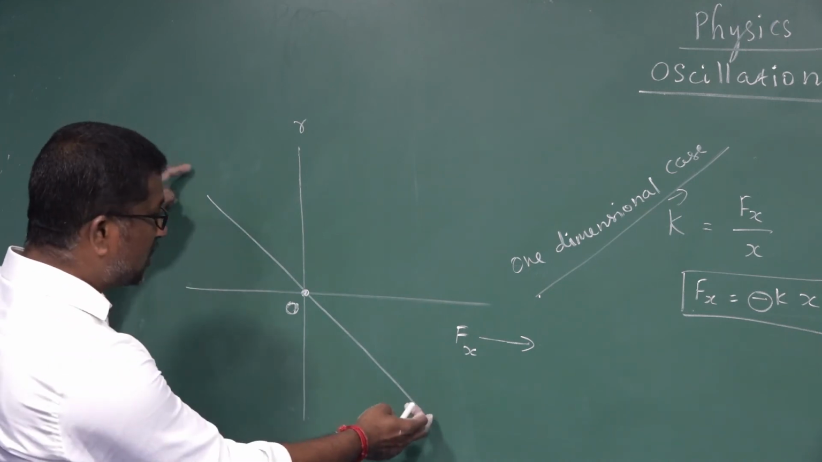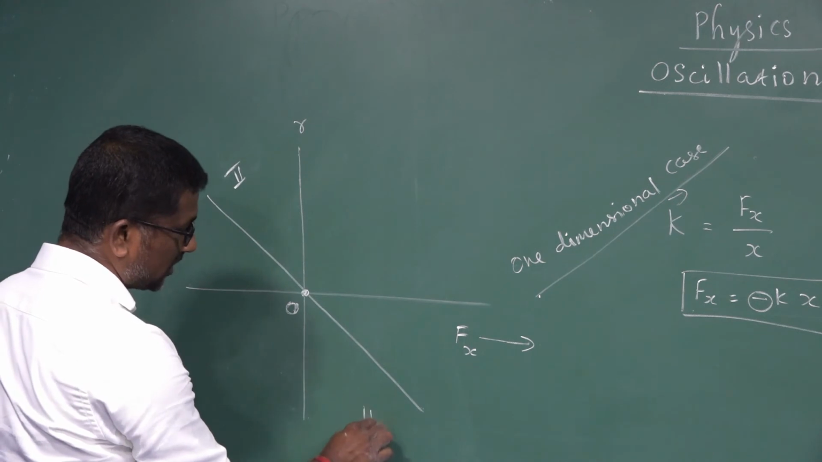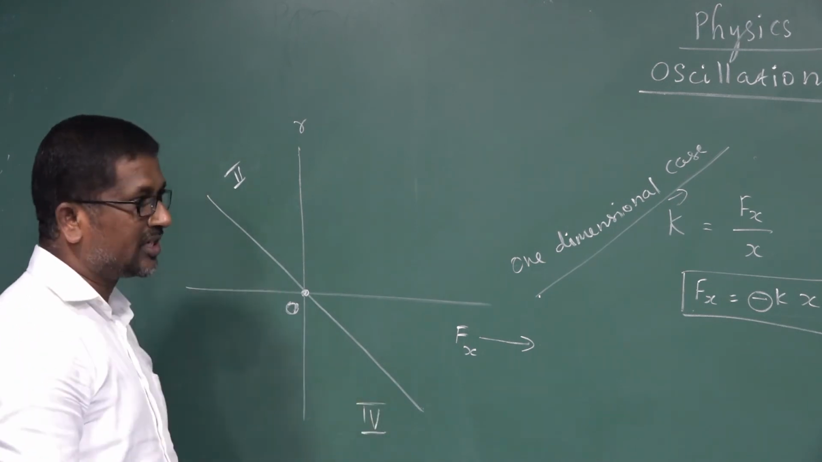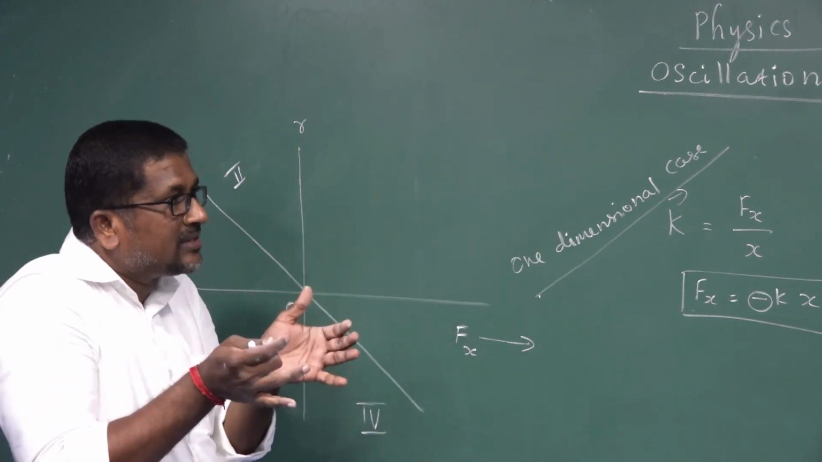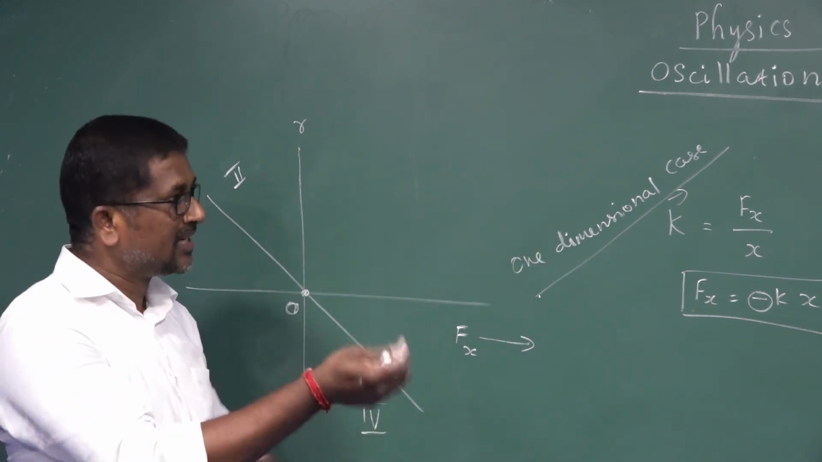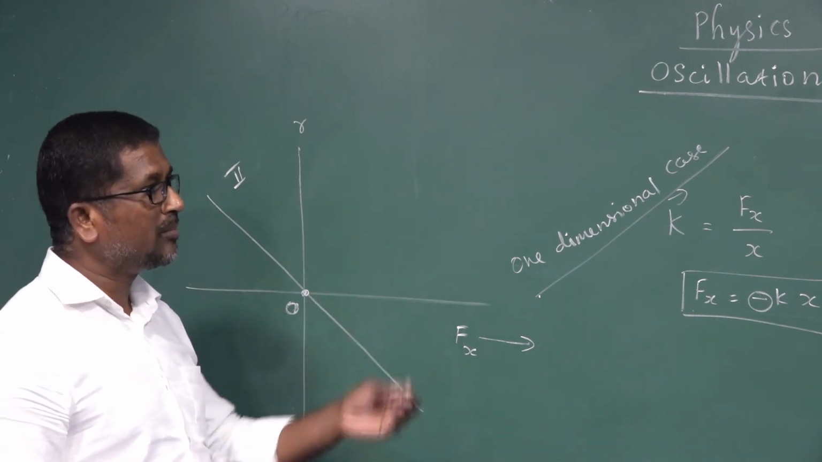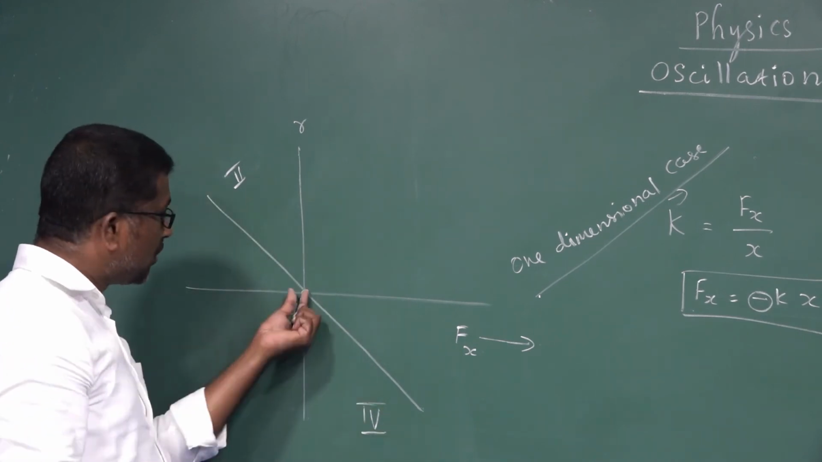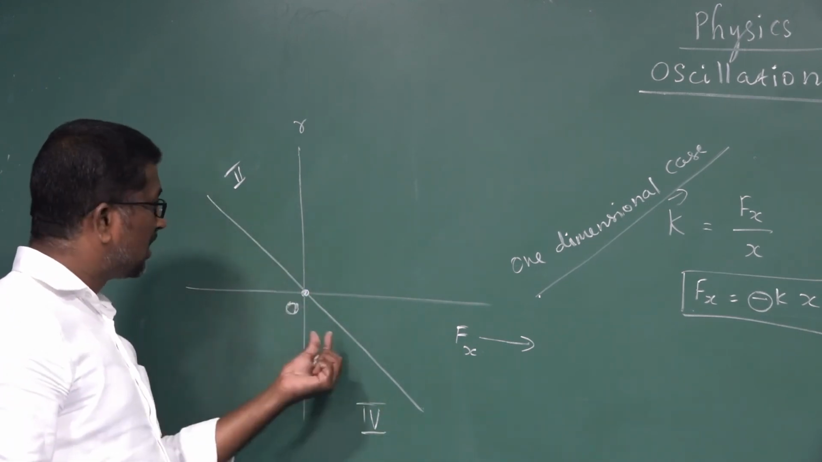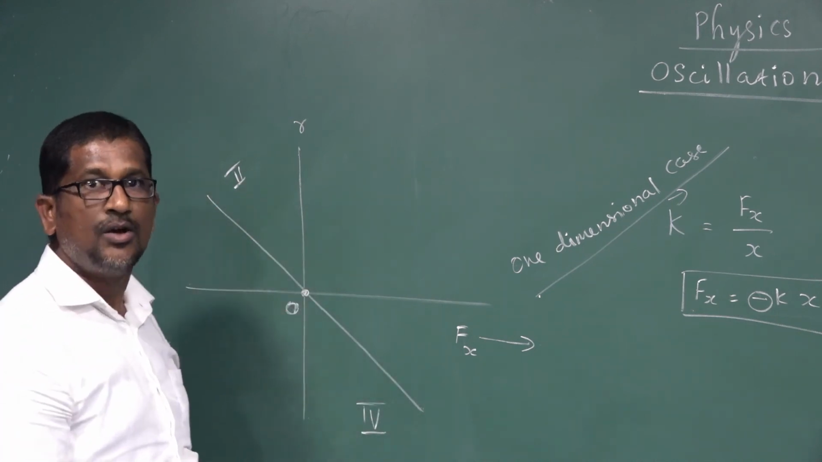Here the straight line lies in the second and fourth quadrants. So that is why I said the restoring force and the displacement always have a linear relationship. Why? Because if the graph is drawn between restoring force and displacement, the nature of the graph is a straight line which is passing through the origin. That line lies in the second and fourth quadrants.